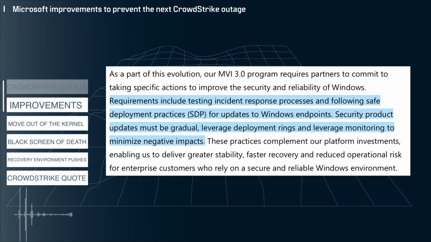First, they announced that companies that sell antivirus software will be required to commit to specific actions to improve reliability, such as testing incident response processes and following safe deployment practices, which clearly seems to refer to CrowdStrike rolling out the update globally in a single stage, which increased the scope of the outage. This is a brain-dead obvious move, and CrowdStrike ought to be very embarrassed by their previous practices. Definitely a wise move here by Microsoft.